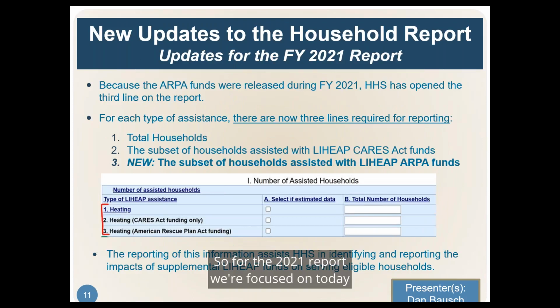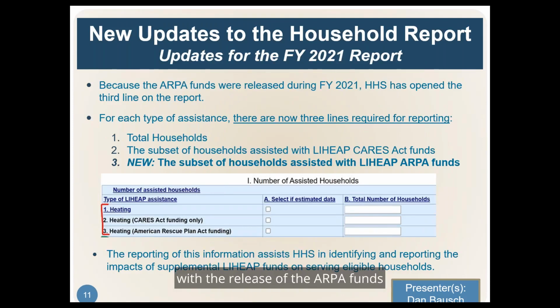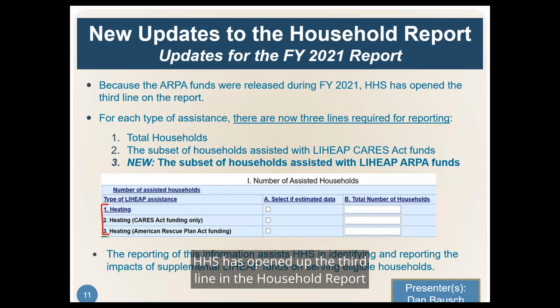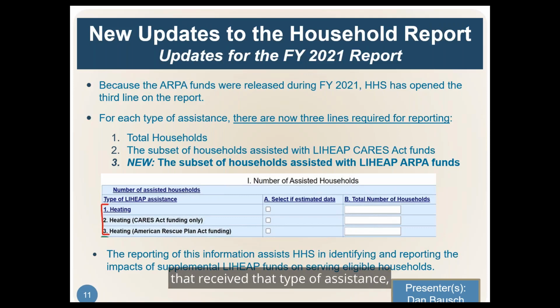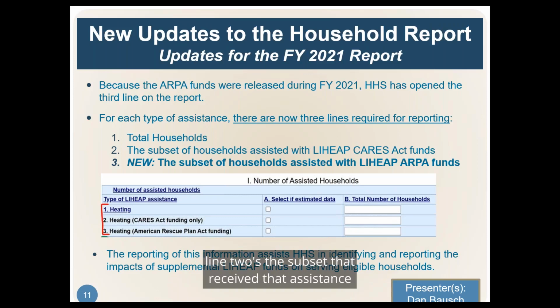So for the 2021 report we're focused on today, with the release of the ARPA funds during fiscal year 2021, HHS has opened up the third line in the household report for each item that was reserved in last year's FY20 report. So that means for each item, each type of assistance in the household report, now there are going to be 3 lines. Line 1 and line 2 are the same as they were last year. Line 1 is the total households that received that type of assistance. Line 2 is the subset that received that assistance with LIHEAP CARES Act funds. And line 3 is the subset that was assisted with LIHEAP ARPA funds.